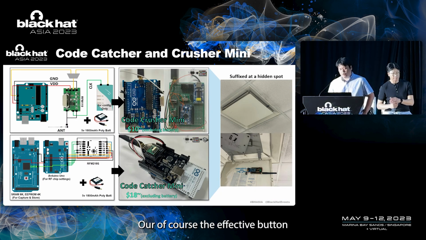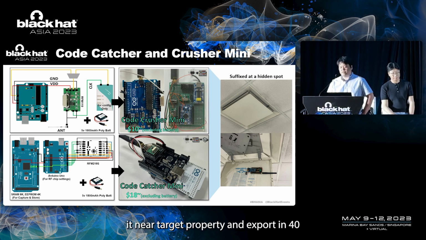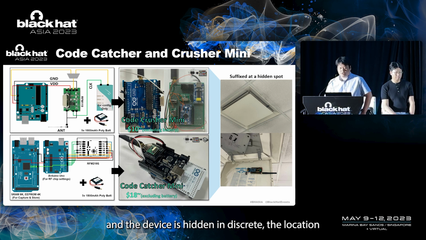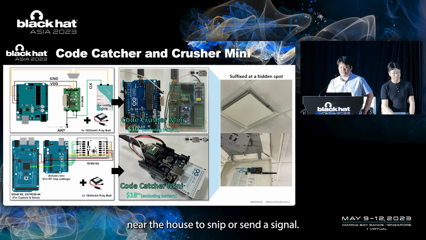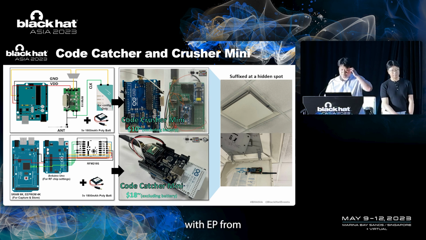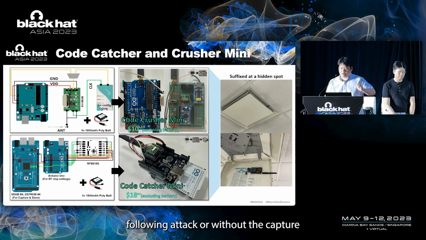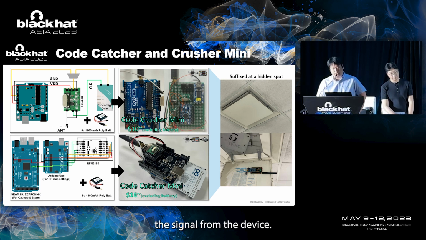This device is our cost-effective version, and it allows an attacker to plant it near a target property and exploit it covertly. If a battery is connected and the device is hidden in a discreet location, an attacker could potentially use this device attached near the house to sniff or send a signal. The device is equipped with EEPROM storage, allowing an attacker to read out the captured signal from the device.